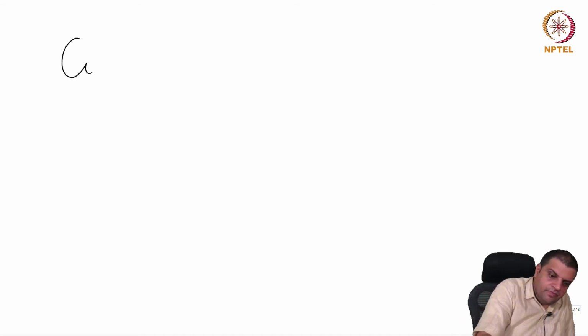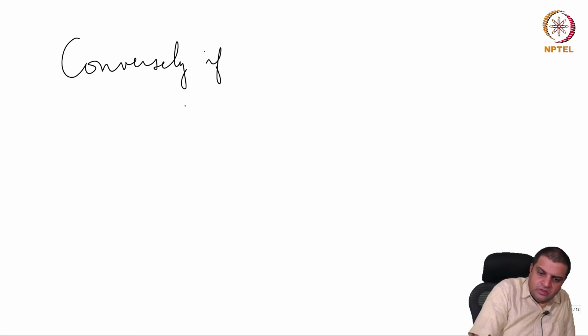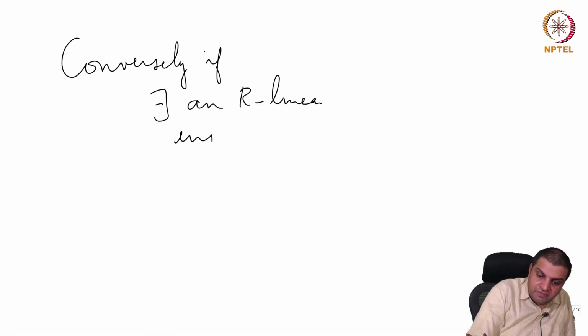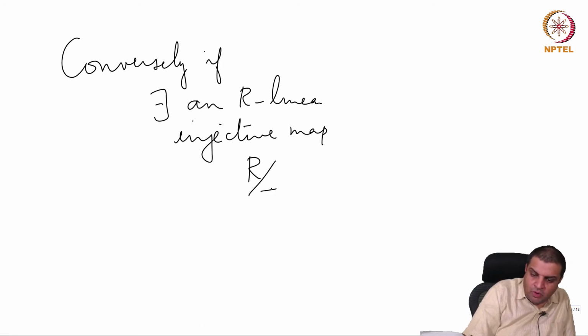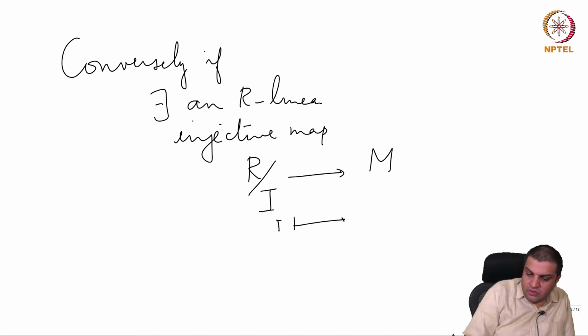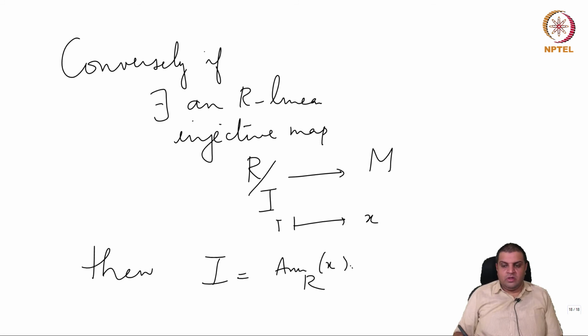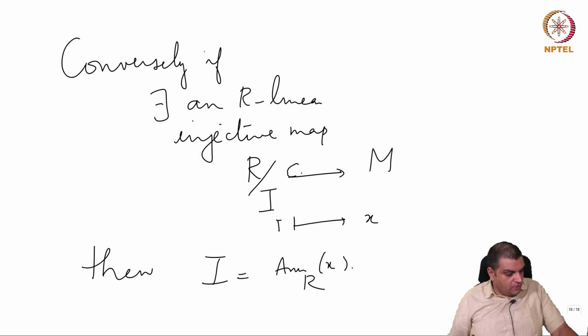Conversely, if there exists an R-linear injective map R mod I to M, 1 bar goes to x, then I is the annihilator of x. This map here is injective. So we said that.